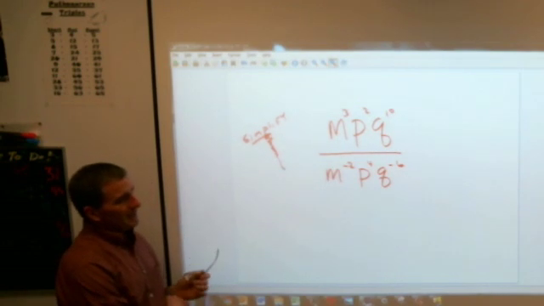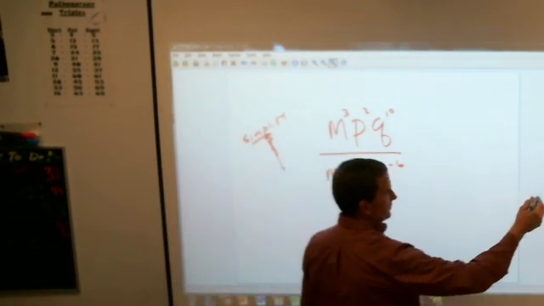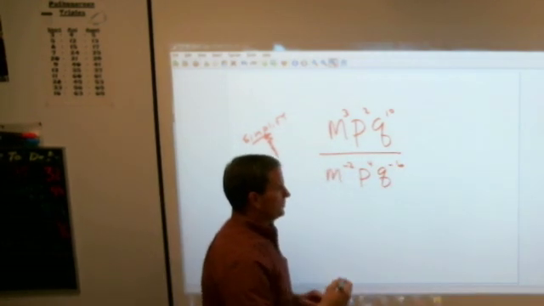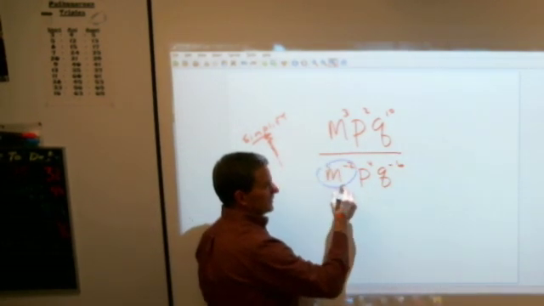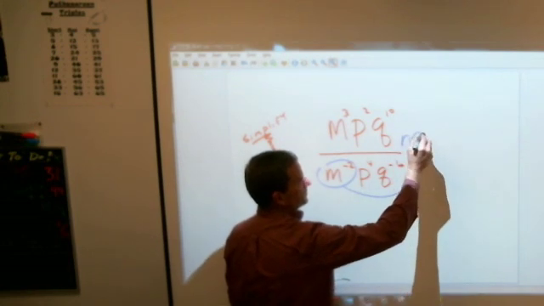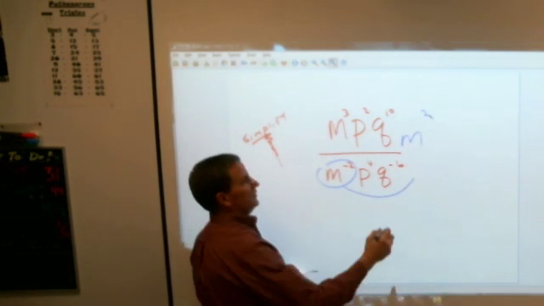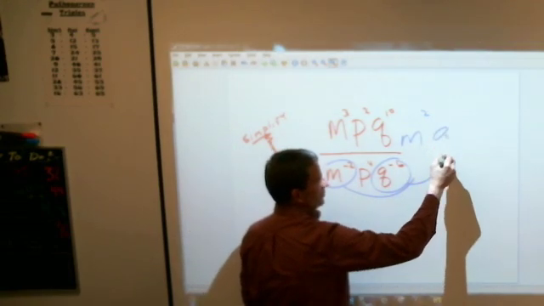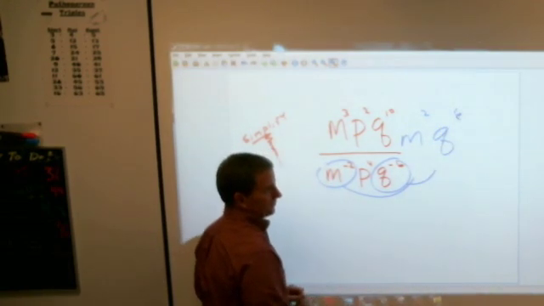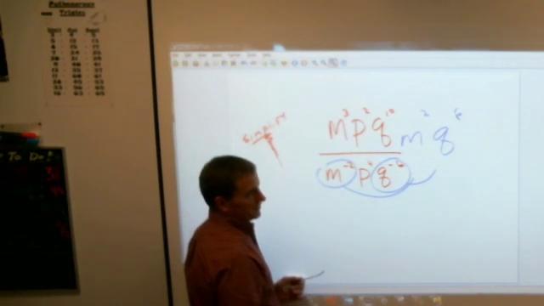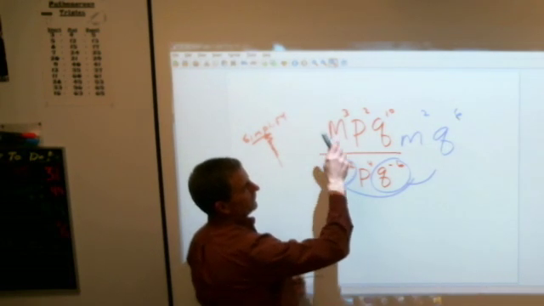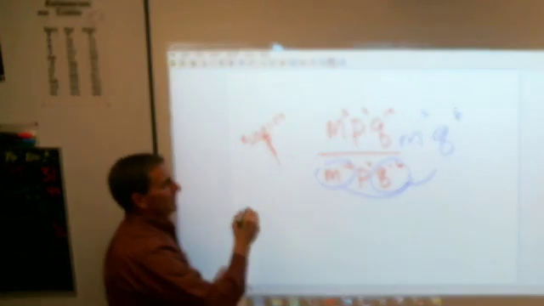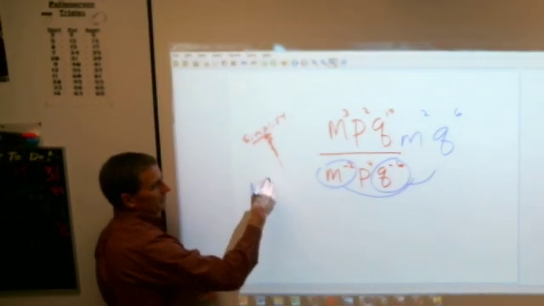Okay, the first thing you might want to do, because we don't deal with negatives very well, is make all the negative exponents positive, which means you would take this, slide it to the top, and it becomes m to the positive 2. You would take this, slide it to the top, and it becomes q to the positive 6. Then you can put those things together. What do you get if you have m to the 3rd and m squared? M to the 5th.